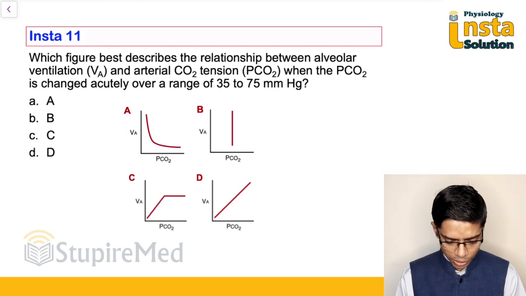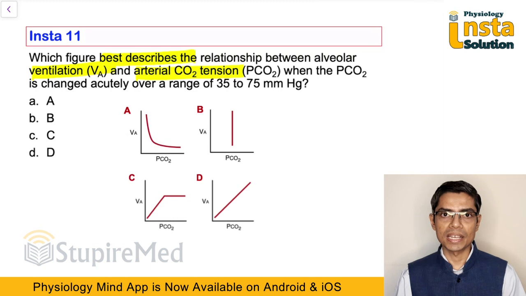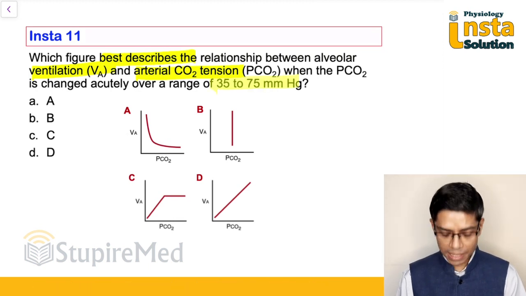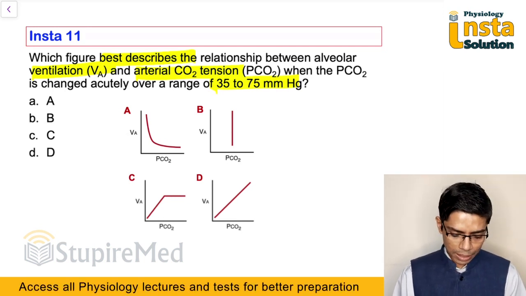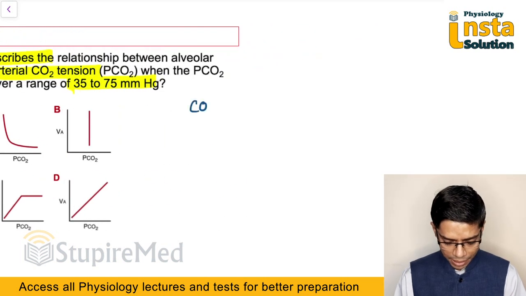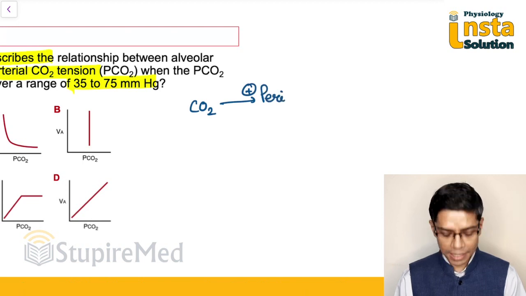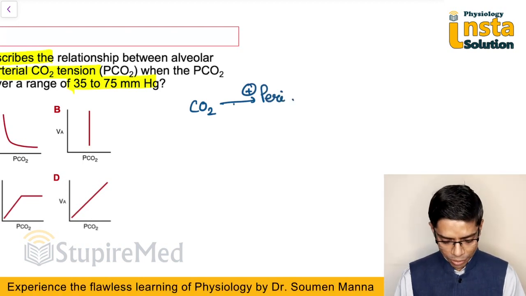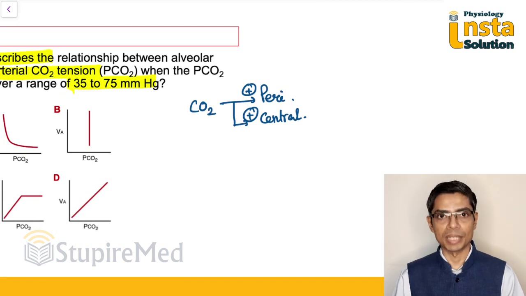Hello student, we are going to discuss question number 11. So the question is, which figure best describes the relationship between alveolar ventilation and arterial carbon dioxide tension when the carbon dioxide is changed from a range of 35 to 75 millimeter of mercury. Now, all of you know that carbon dioxide is a stimulus for both peripheral chemoreceptors, that is the carotid body and aortic body, as well as for the central chemoreceptor, which is located at the level of ventral surface of medulla.